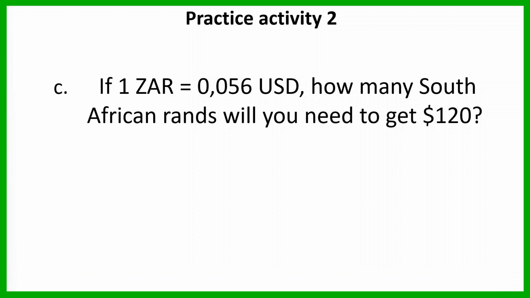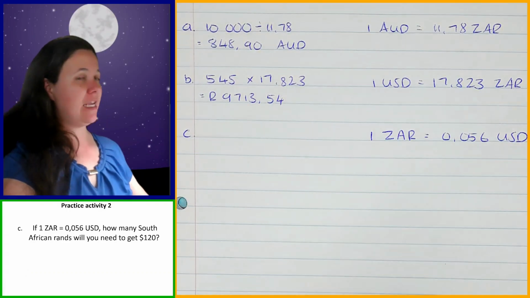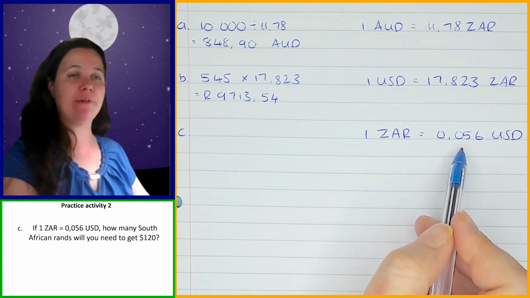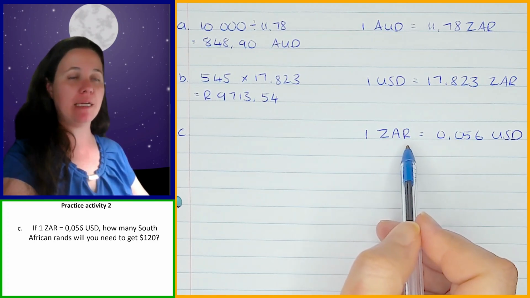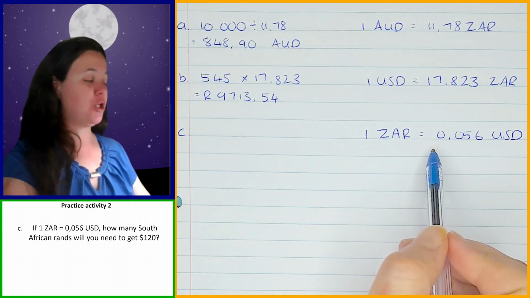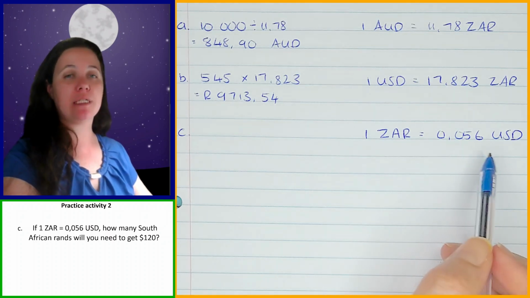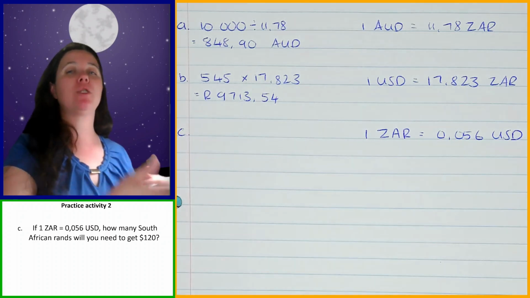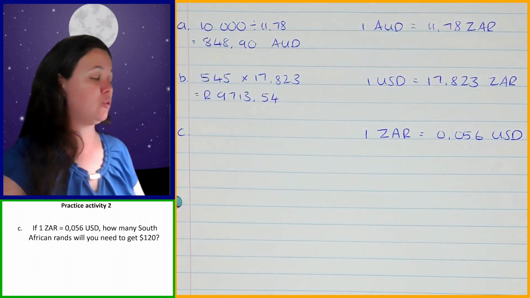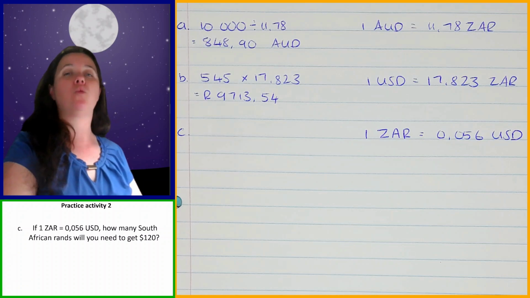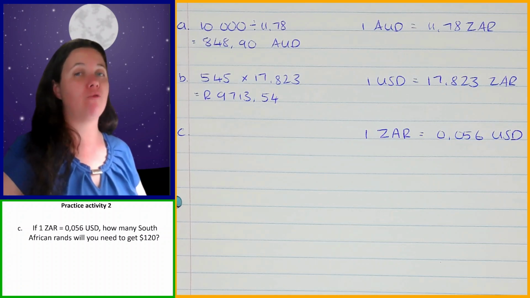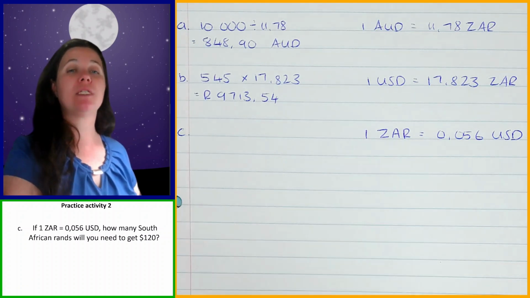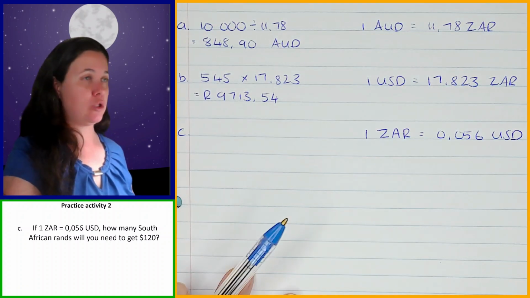Okay, so let's go through that last question. So over here we've got our exchange rate: 1 ZAR equals 0.056 USD. So that's 1 South African Rand is equal to 0.056 US dollars. Now this exchange rate has been given to you the opposite way around to what you would normally get. You would normally be told what 1 US dollar is equal to in rands. It's been given to you the other way around.